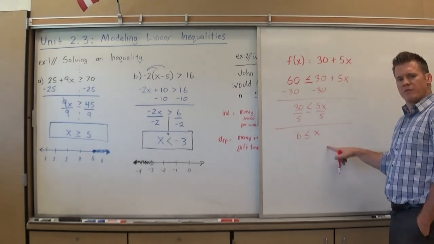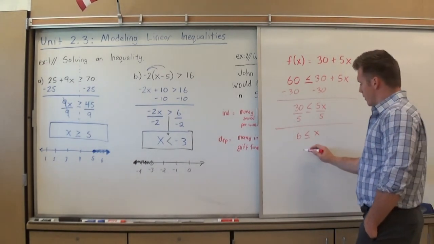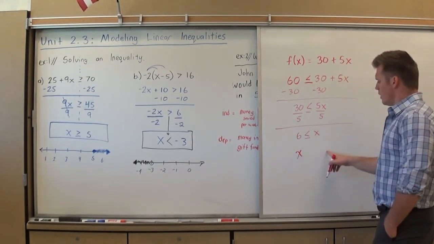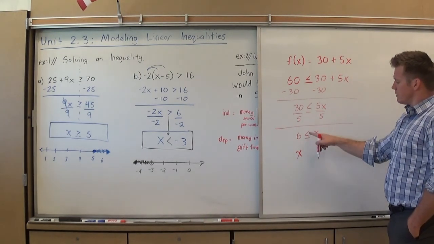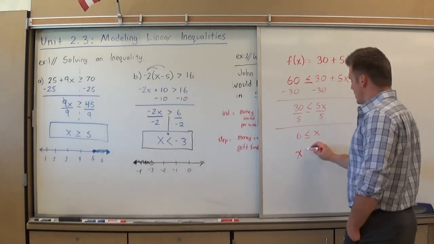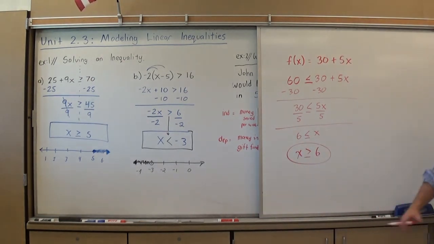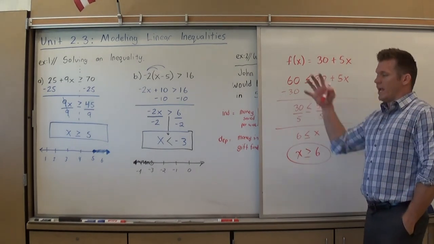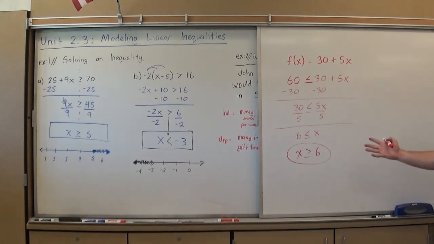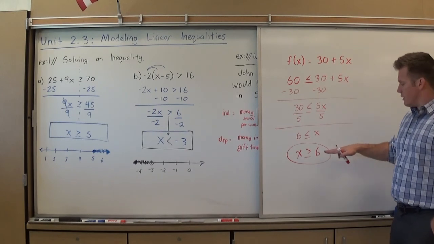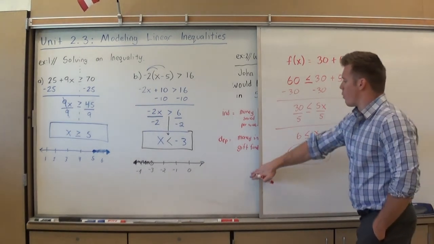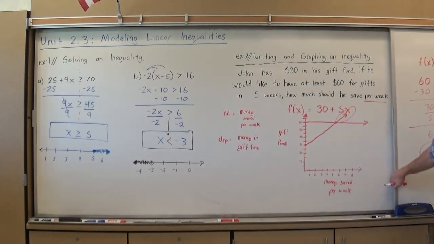If you have trouble reading it this way and you want to rewrite it to put the variable on the left-hand side, which a lot of students do, just look at where the alligator is eating. The alligator is eating the x. So as long as you rewrite it and you keep that alligator eating the x, you're going to be all right. So the answer that I have here is x is greater than or equal to 6, which means to answer this original situation exactly, algebraically, it's going to have to be $6 or more per week that he saves.